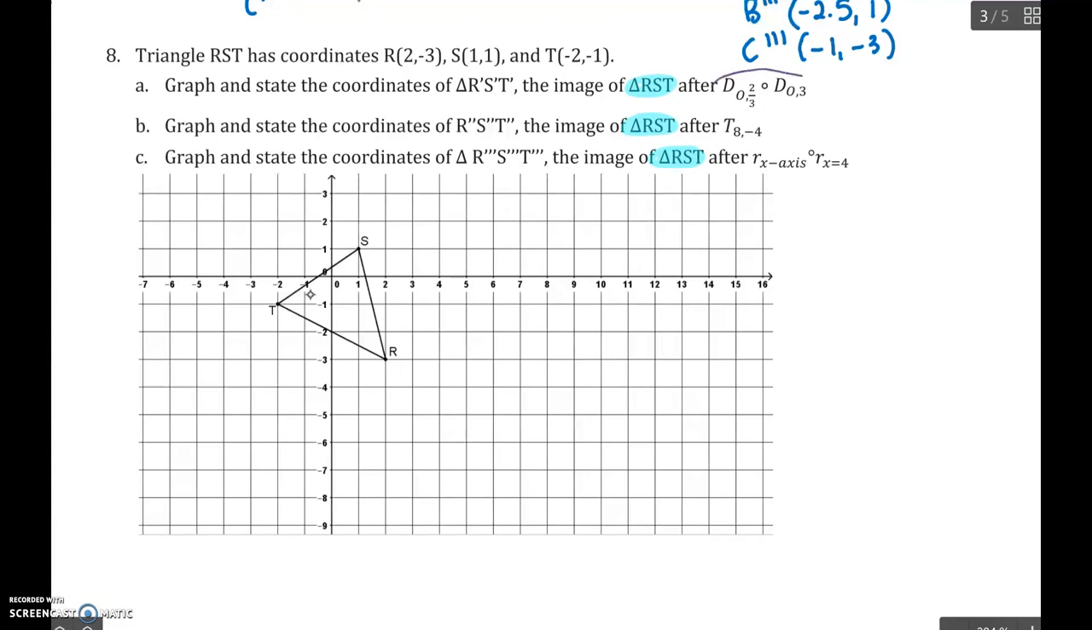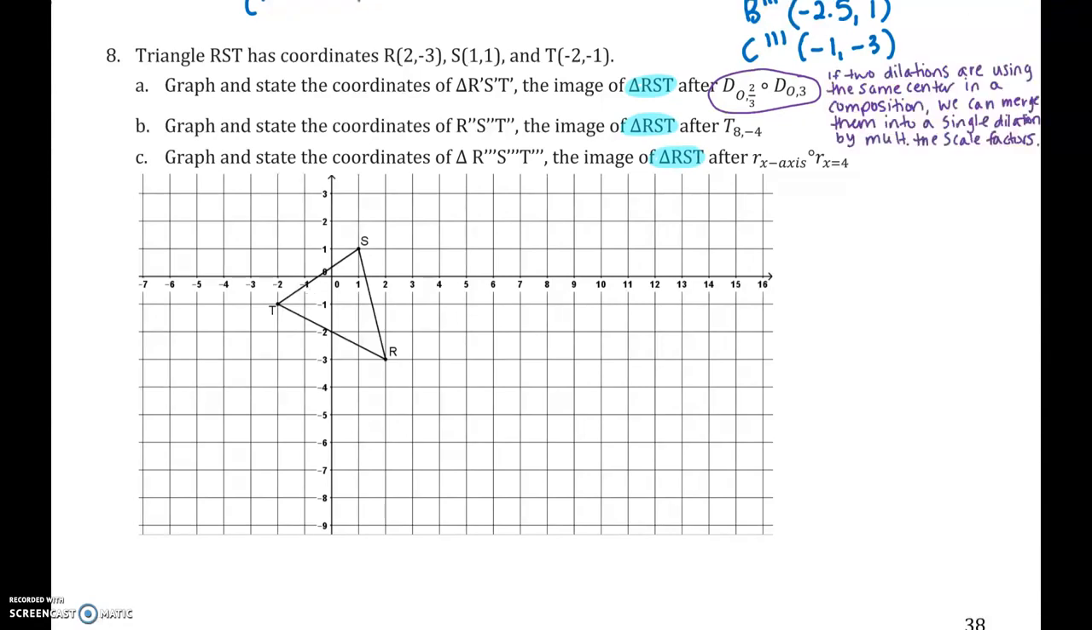Also, when we have a composition of 2 dilations, we can actually combine them just like we could with translations. We can multiply the scale factors as long as the centers are the same. So 2/3 times 3: 2 times 3 is 6, divided by 3 is 2. And so we're really dilating this around the origin by 2. So you can do that by multiplying your coordinates by 2, because we are dilating through the origin, or you can do the counting from the origin every time like we did when we were using other centers.